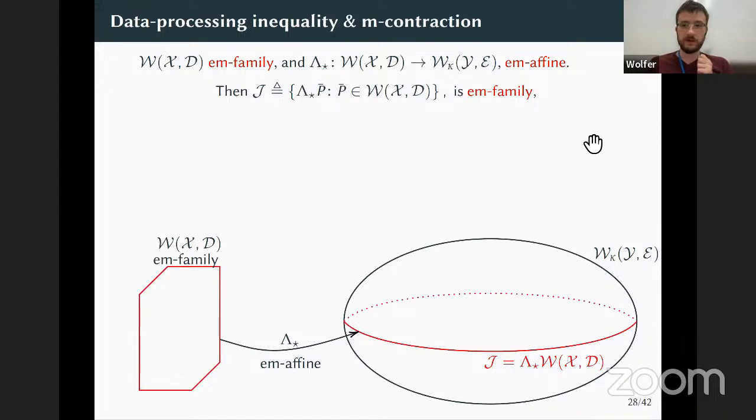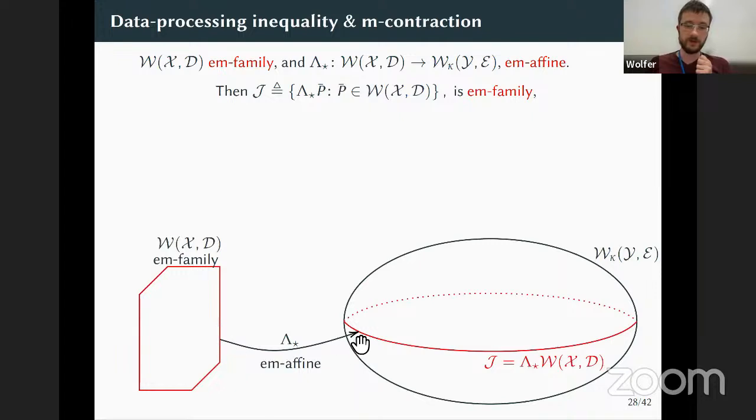And finally, if I have one more minute, I would like briefly to mention an interpretation of data processing and the property of M contraction. Here the assumptions on the mapping and the families are a bit stronger. So now consider a base space here, which is an EM family. That is, it is both an E family and an M family.